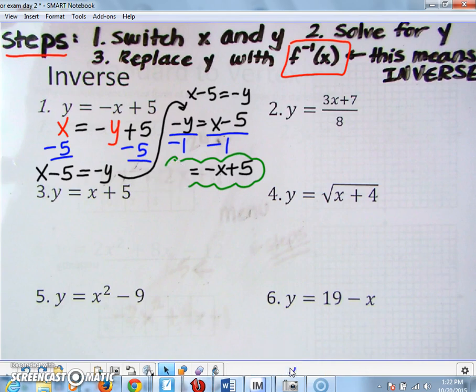Okay, I'm sorry for that interruption, but the last step you saw was y equals negative x plus 5, but I need to replace the y with the f to the negative 1. Okay, so there's your solution. Alright, so go ahead and try number 3. Pause the video so that way you can see if you're on track.